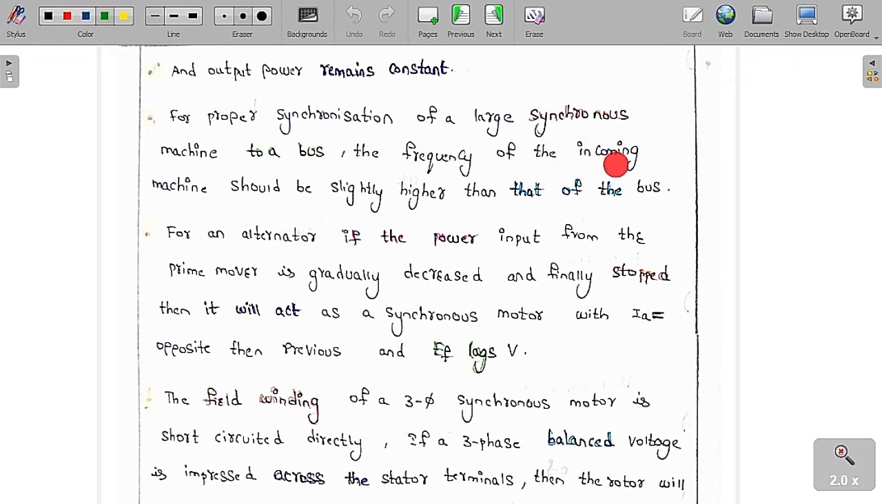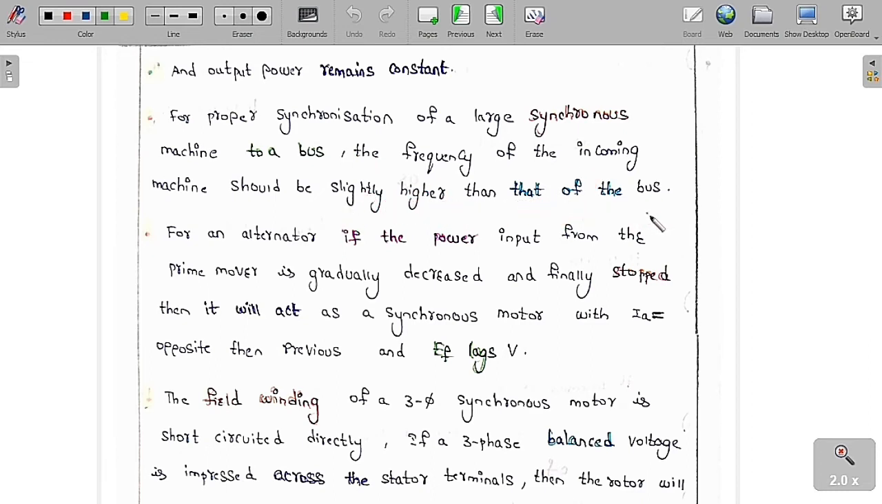For proper synchronization of a large synchronous machine to a bus, the frequency of the incoming machine should be slightly higher than that of the bus. Very important point: for proper synchronization of a large synchronous machine to a bus, the frequency of the incoming machine should be slightly higher than that of the bus.